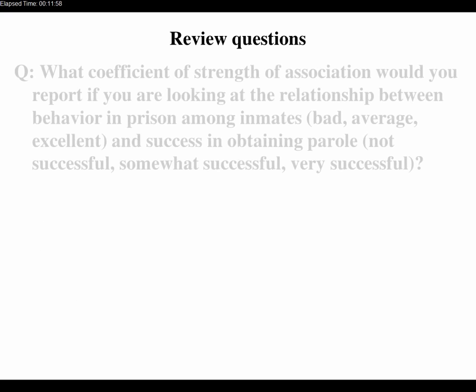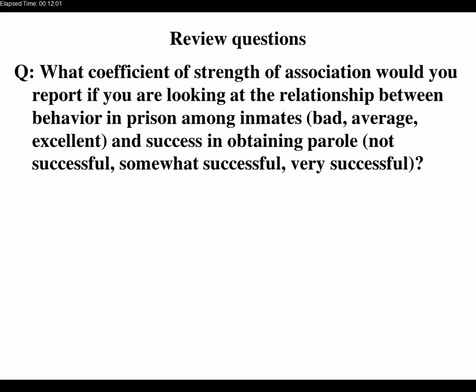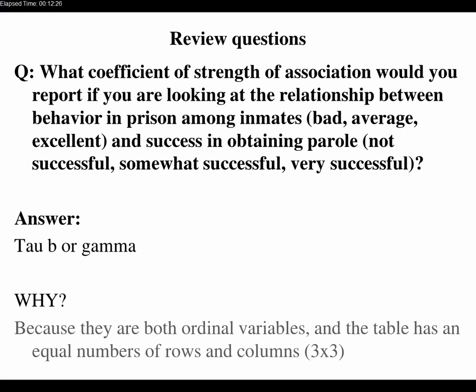And another question is, what coefficient of strength of association would you report if you're looking at the relationship between behavior in prison among inmates, bad, average, and excellent, and success in obtaining parole? Not successful, somewhat successful, and very successful. What would you use? Do you remember? That's right. You'd use either tau b or gamma. Why? Because they are both ordinal variables, and the table has an equal number of rows and columns. It's 3x3 in this case.